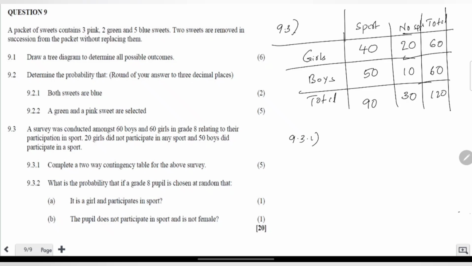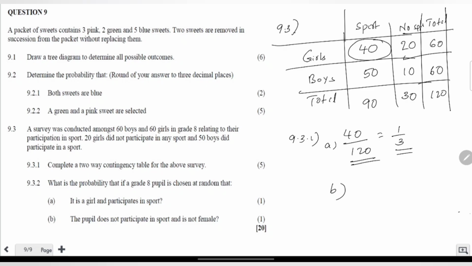9.3.2. What is that? A learner is chosen at random. They didn't specify which gender. A person is chosen at random. It is a girl and participates in sports. It is a girl and participates in sports means how many girls are there? 40 girls. So the answer to the first one is 40 over 120. Okay, done. Or 1 over 3. We can simplify that, 1 over 3. Got it.